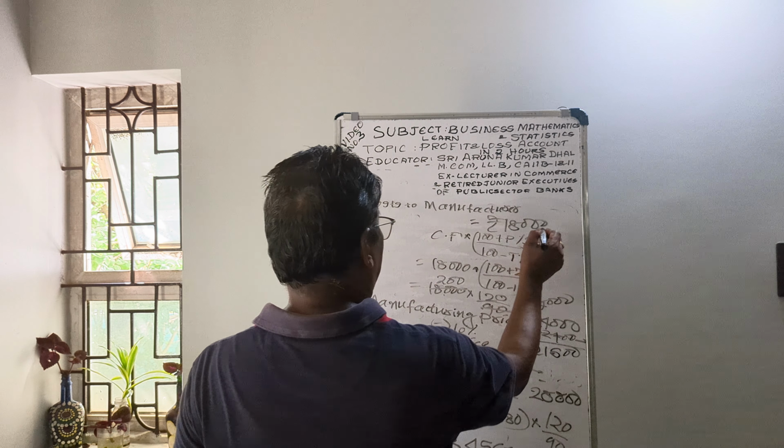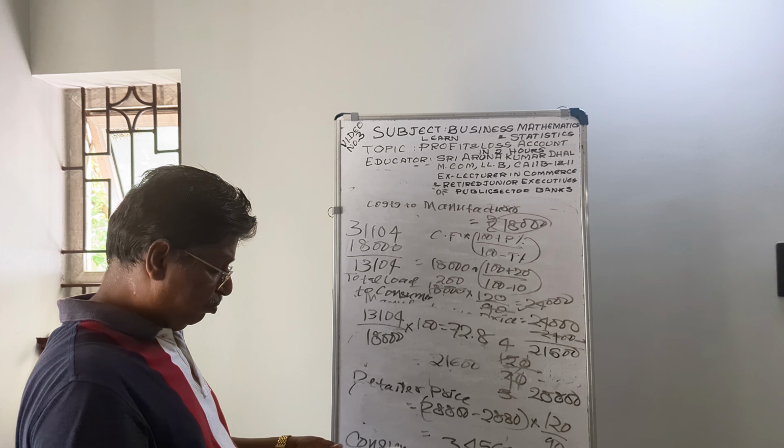When no discount is allowed, we will put the formula. The manufacturer price was 18,000 into 120%. So it will come to 21,600. Then the wholesaler: 21,600 into 120%. It will be the wholesale price, 25,920. Retailer: 25,920 into 120%. It is 31,104. Total load will be 31,104 minus 18,000, 13,104. And percentage load is 13,104 divided by 18,000, 72.8%.